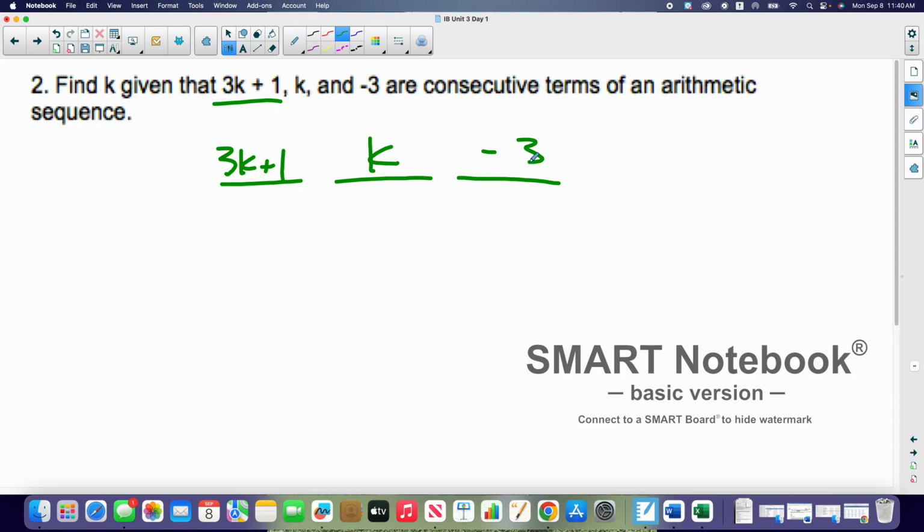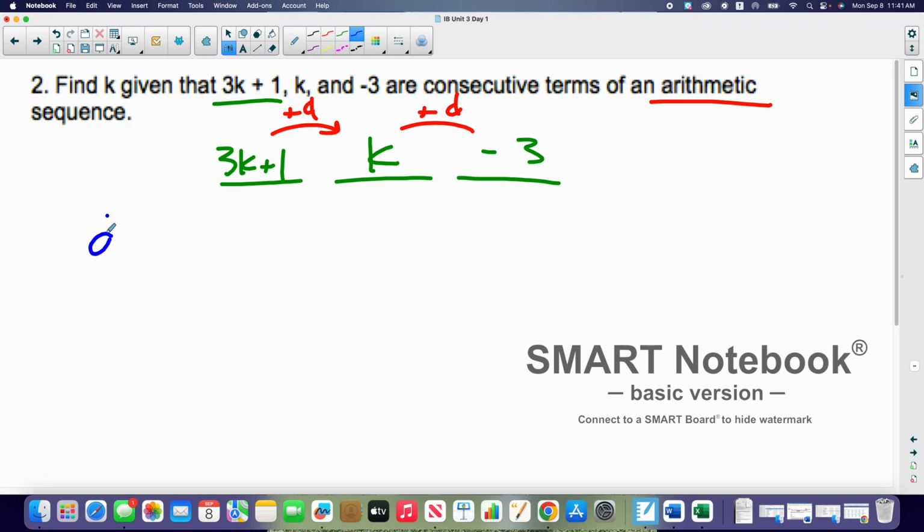Now, it asks me to solve. The nice thing about this is it does tell me that it's arithmetic. Which means what? I'm going to add or subtract the common difference, and that's how I'm going to get from one term to the next. How do you find the common difference? You take the second minus the first, or the third minus the second, or the fourth minus the third. You take a number and you subtract the number in front of it.